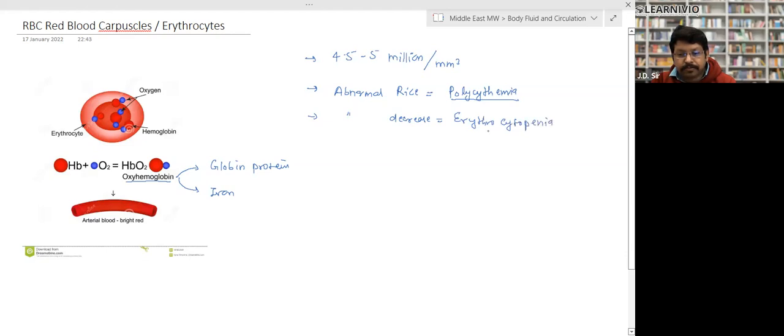Erythrocytopenia. An abnormal decrease in RBC is called erythrocytopenia.